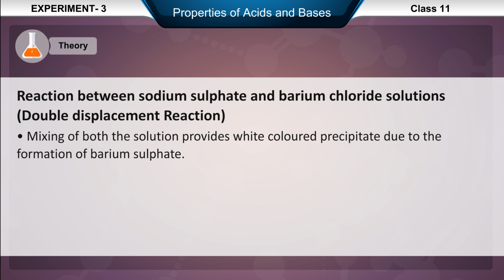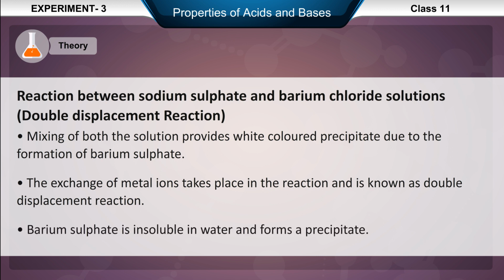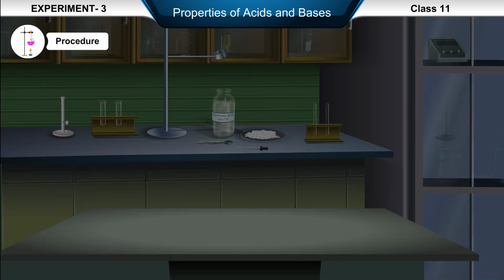Mixing of both the solutions provides a white-colored precipitate due to the formation of barium sulfate. The exchange of metal ions takes place in the reaction and is known as a double displacement reaction. Barium sulfate is insoluble in water and forms a precipitate.